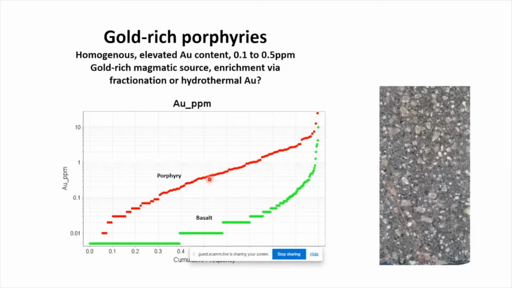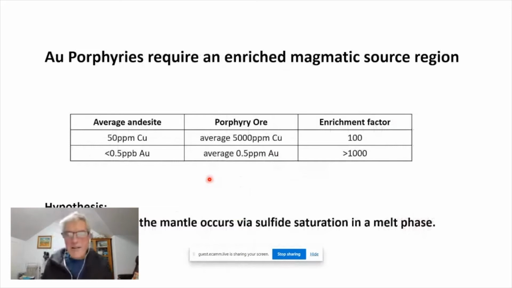So I'm particularly interested and fascinated by these intrusions. What is it about the chemistry of these intrusions and the way they were generated that makes them gold rich? Can we see that in the trace element chemistry? I'm going to make a quick comparison with porphyry copper systems.